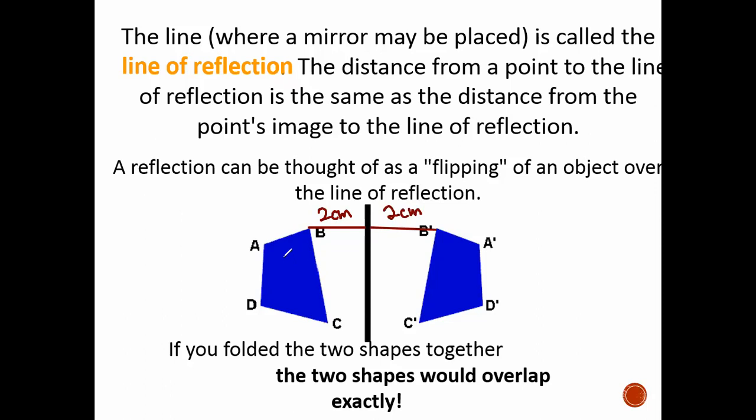It applies on all the vertices. When they undergo reflection, all the vertices will be having the same distance. For example, if point C to the line of reflection is 1.5 cm, the distance from the mirror line towards C prime is going to be the same distance as well, 1.5 cm. That is how you can determine where the image is going to be, by calculating the distance from each point of the object towards the line of reflection or mirror line. Another thing is, if you folded the two shapes together, the two shapes would overlap exactly. That's how reflection works.